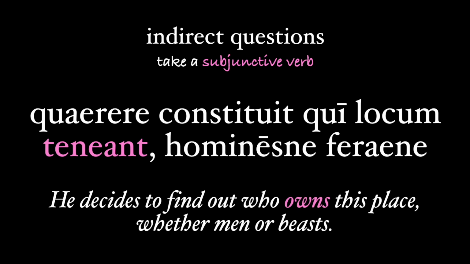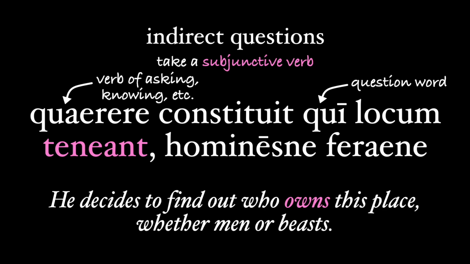One more from Virgil. Quaerere constituit qui locum teneant homines neferae. He decides to find out who owns this place, whether men or beasts. Our interrogative word is quaerere, and the qui is our question word, with teneant in the present subjunctive. You can imagine Aeneas thinking to himself, who owns this place? But our narrator relays that thought indirectly as Aeneas sets off on his journey.